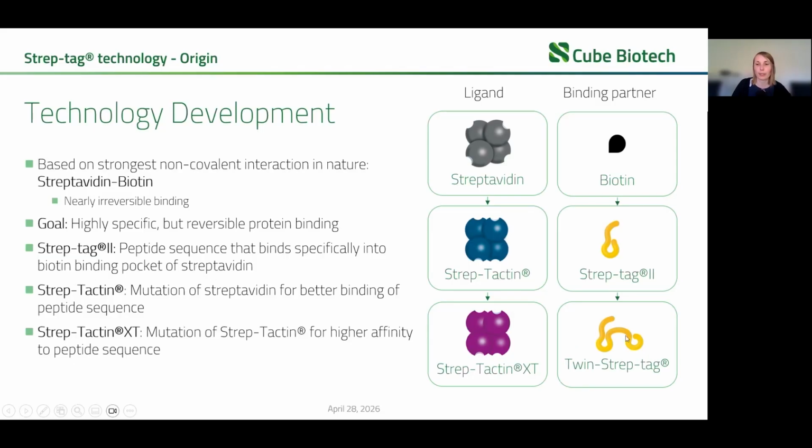So the Twin-Strep-tag is basically just the strep-tag duplicated and connected with a linker. So it not only binds into one biotin binding pocket, so actually into two pockets. So you get an even stronger binding. So basically you get from streptavidin to Strep-Tactin XT an increase in affinity to the strep tags and at the same time a decreasing affinity to biotin.